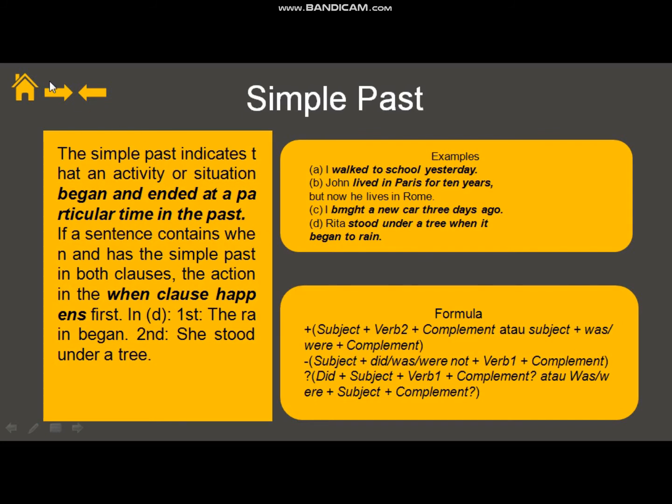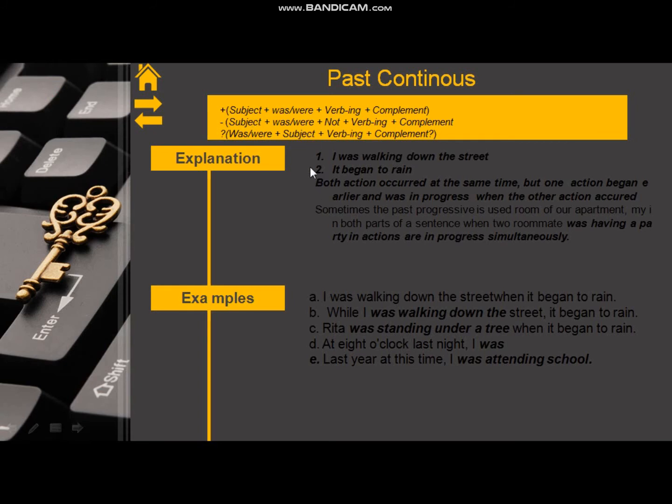Next is past continuous. Sometimes the past progressive or past continuous is used in both parts of a sentence when two actions are in progress simultaneously. This is the example. I was walking down the street when it began to rain. And the explanation is, the first is I was walking down the street. The second is it began to rain. Both actions occurred at the same time, but one action began earlier and was in progress when the other action occurred.